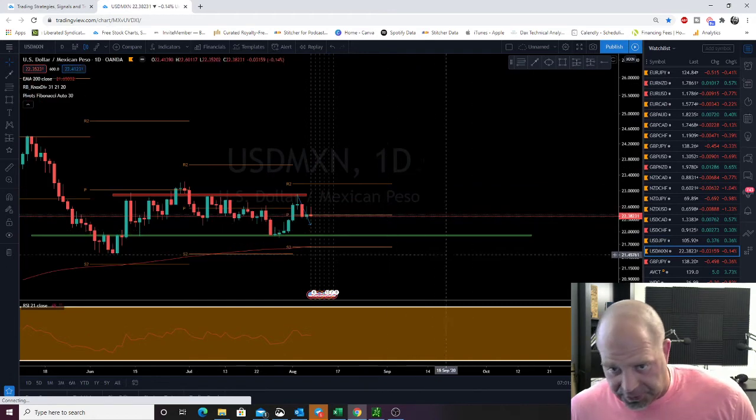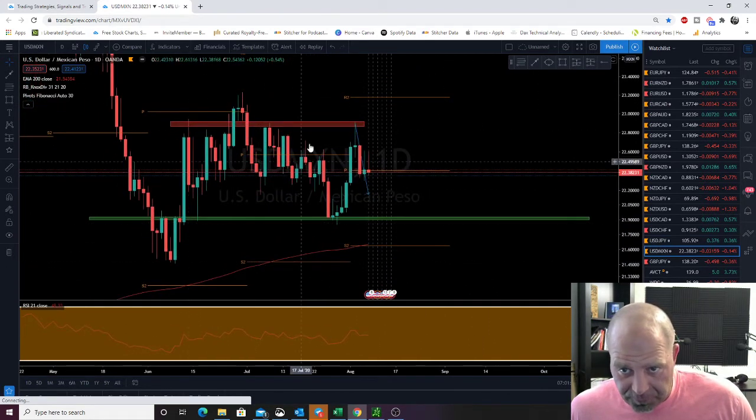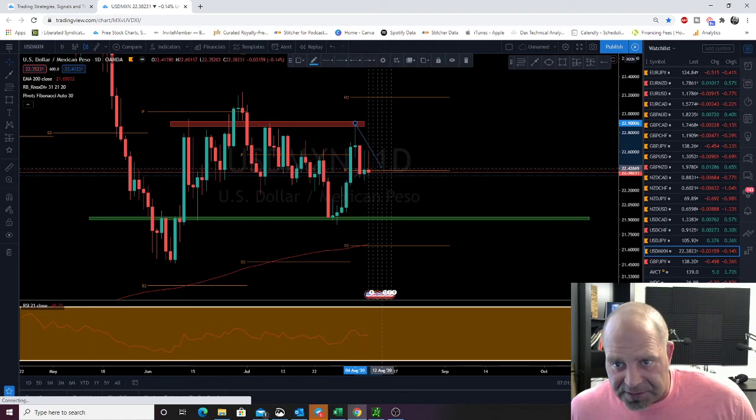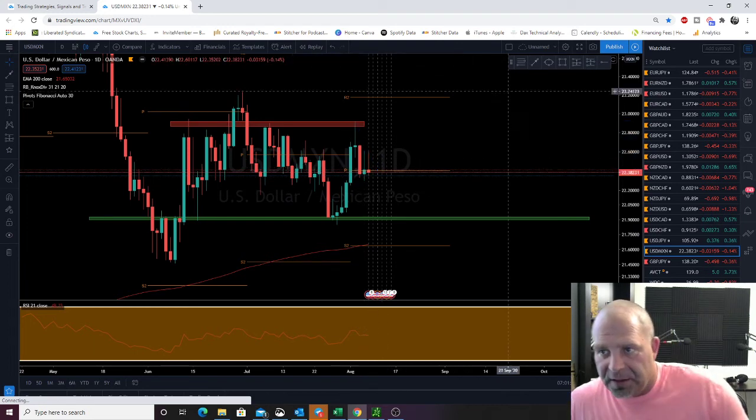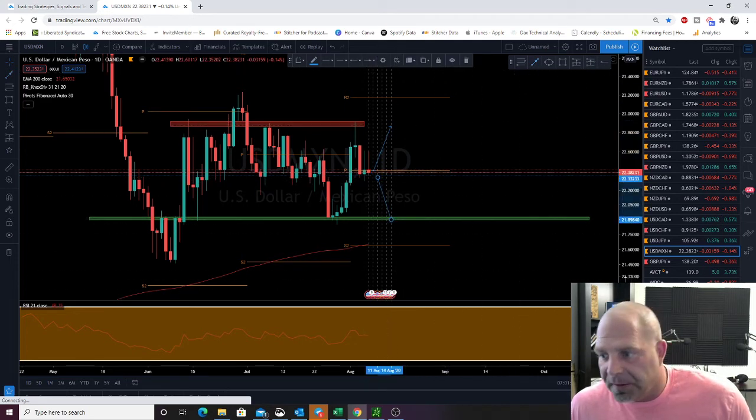Let's take a good look at the USD Mexican peso. We got a really good bearish spot. It's stalled out perfectly at the pivot, so we're going to have to see. It's going to have to give us more before we know what we would do here.